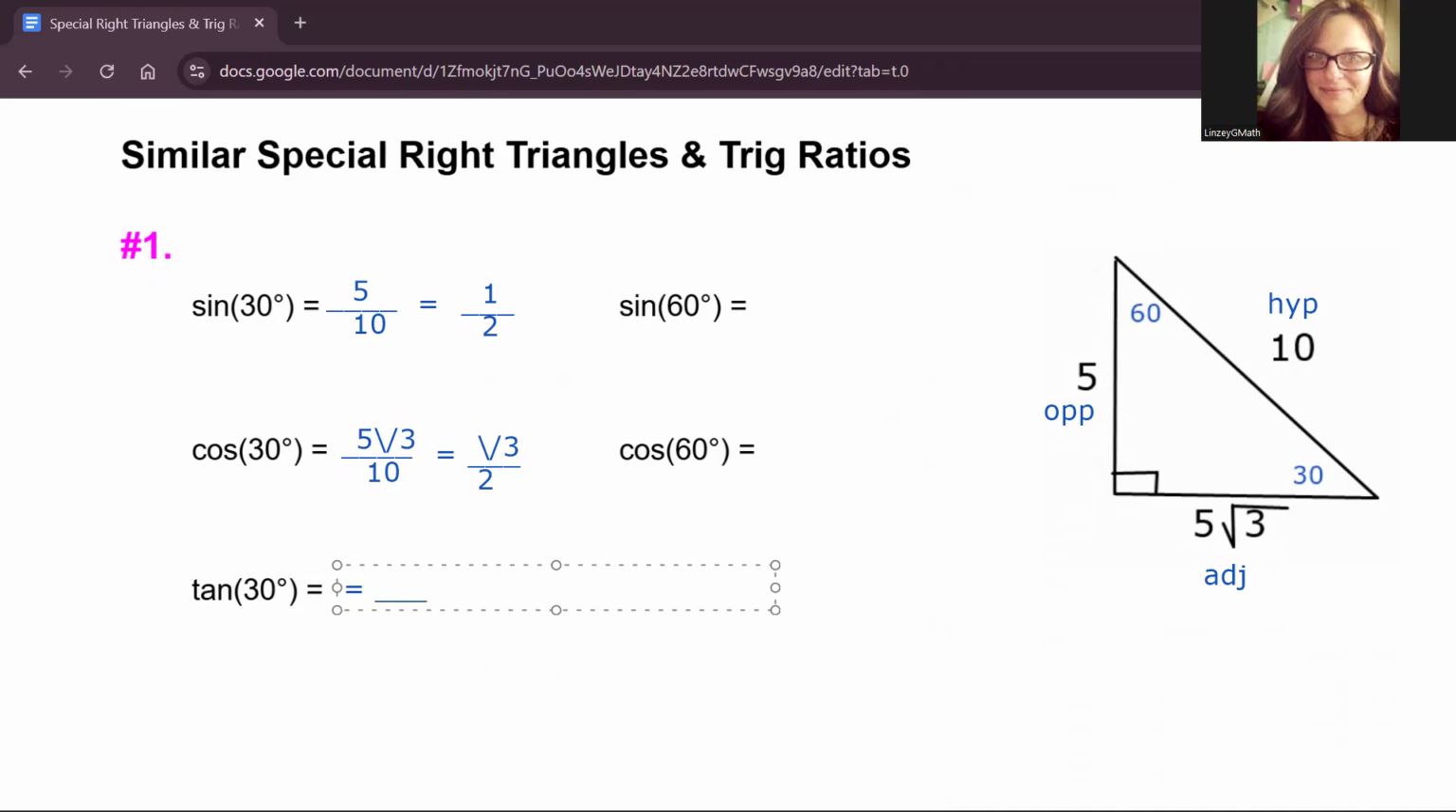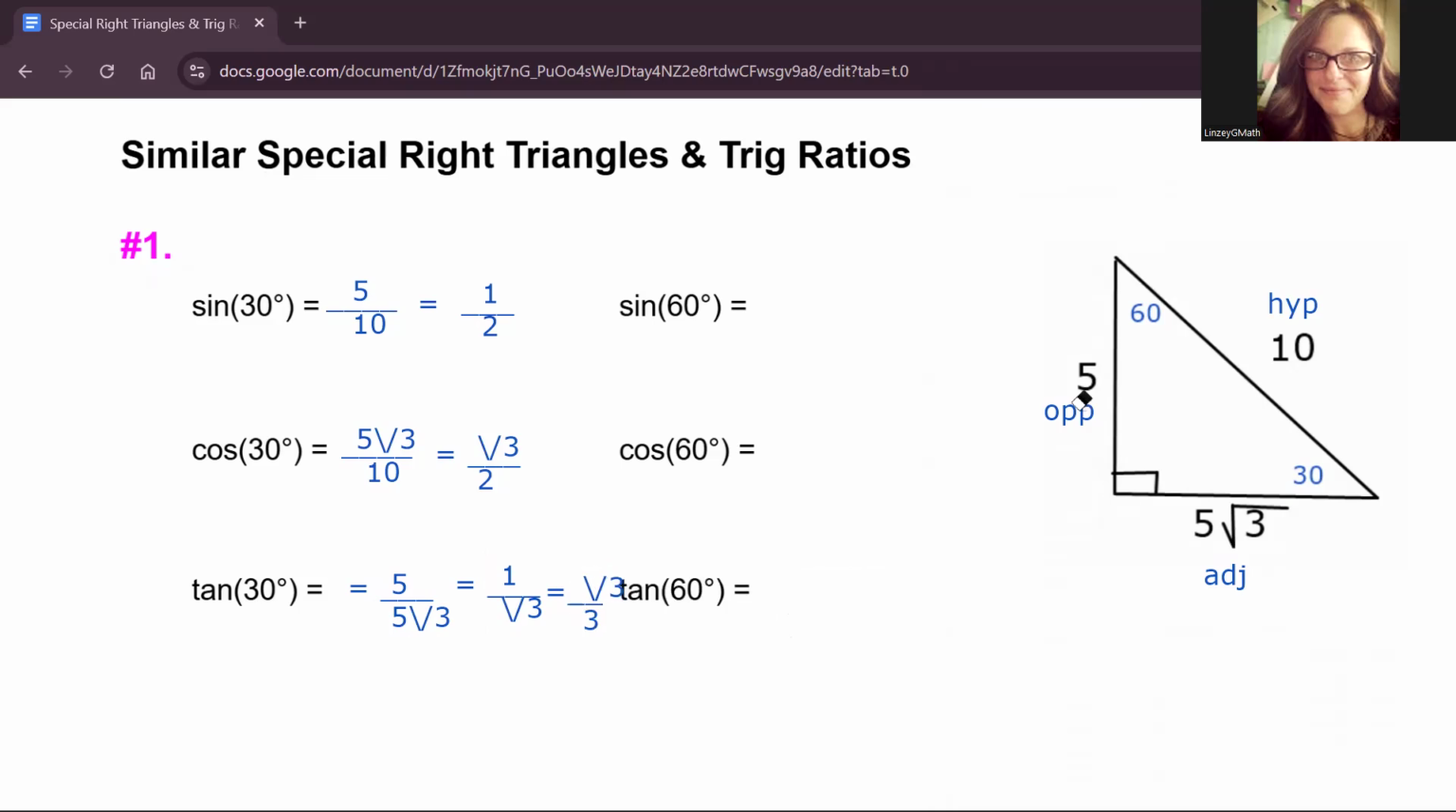And tangent of 30, opposite over adjacent, we get 5 over 5 square root 3. 5's cancel out, and we're left with 1 over square root 3, which we can rationalize, and that will equal square root 3 over 3. Tangent of 30 degrees is always square root 3 over 3.